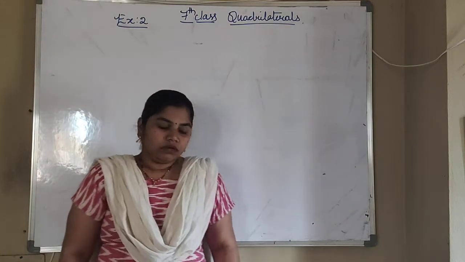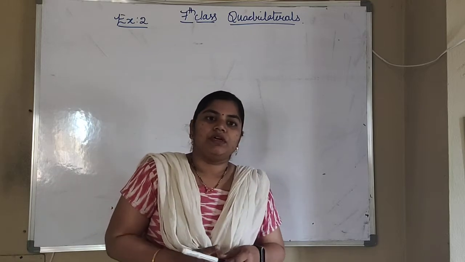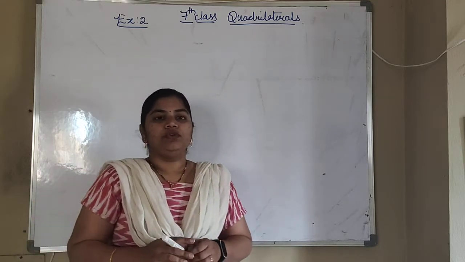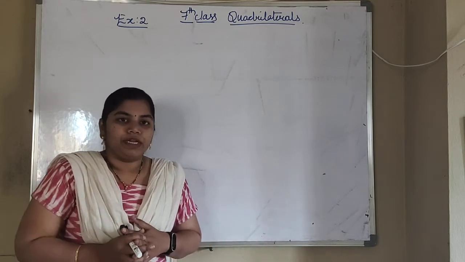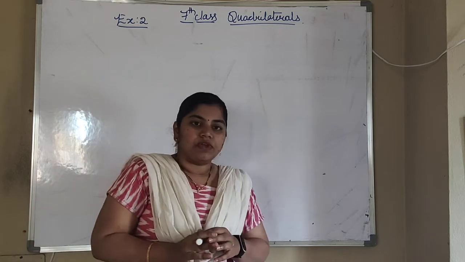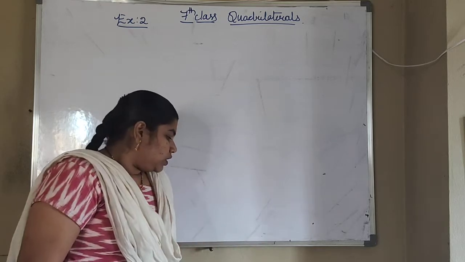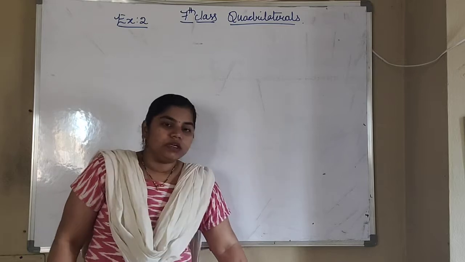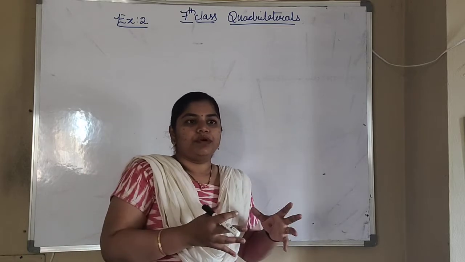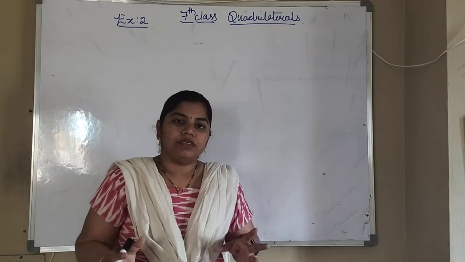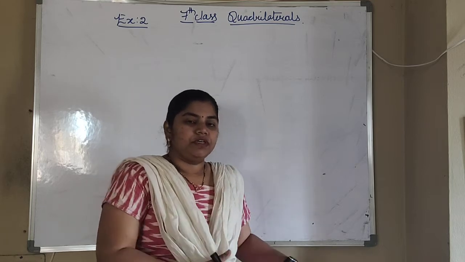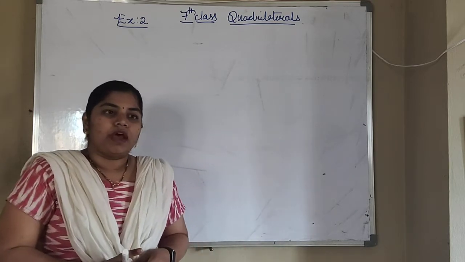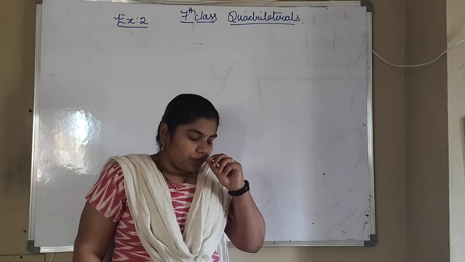So good morning everyone. Today we are going to start our exercise 2. Already I told you about the properties of quadrilaterals, so on that topic we are starting exercise 2 now. The first bit is: state whether true or false. Using those properties, already I gave you all the properties, by seeing them you solve the first bit only. You have to write which is true and which is false.